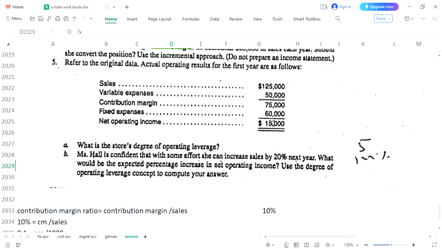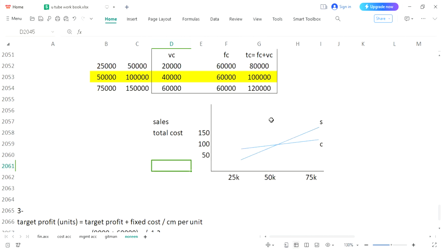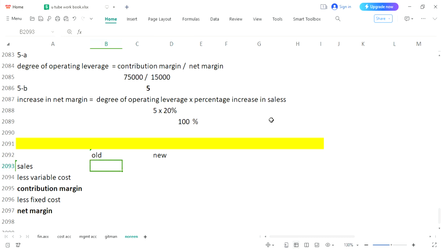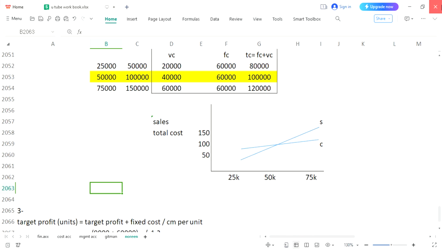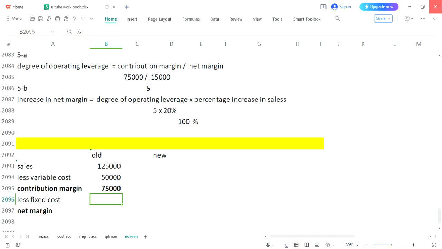Old sale price, we will take everything from here. This is the old sale price, 125 thousand, 50 and 75. These are in thousands. So net margin was this, and fixed cost was 60,000, so you have got 15,000 as your net margin.